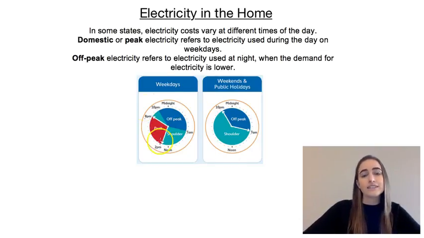So this is just one example. Peak electricity time is between 2 p.m. and 8 p.m. on a weekday. Then there's off-peak, which is from 10 p.m. to 7 a.m. And then there's this shoulder period, which is sort of halfway between peak and off-peak. And it is different for weekends and public holidays as well.